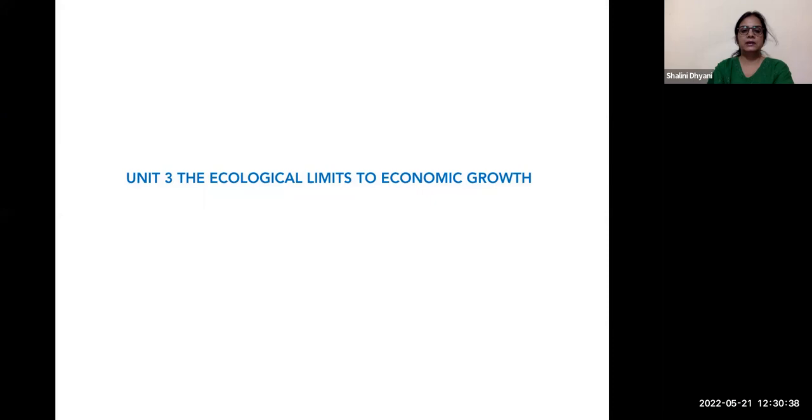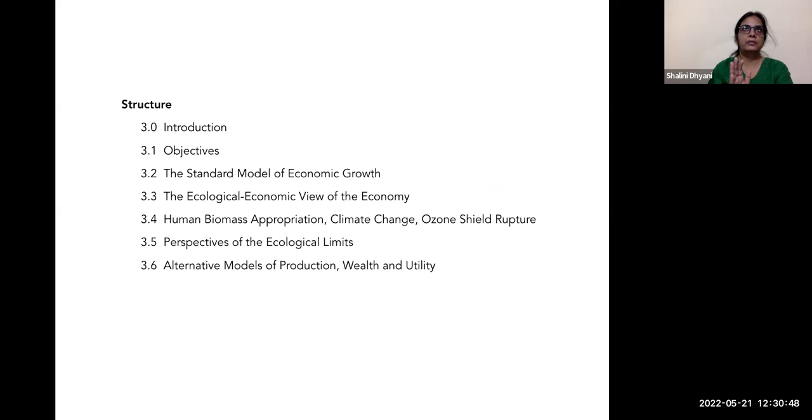This unit is about the ecological limits to economic growth, and we know there are always limits to our economic growth. We cannot go beyond that threshold. So this unit will talk about the standard model of economic growth, the ecological economic view of economy, human biomass appropriation, climate change, ozone shield rupture, perspective of ecological limits, alternative models of production, wealth and utility.